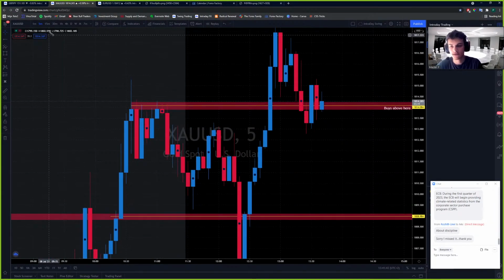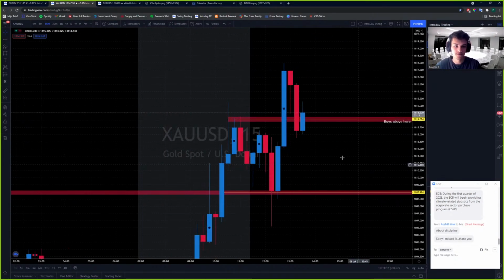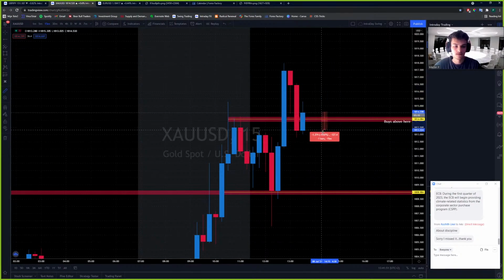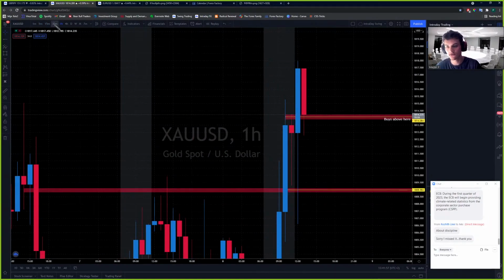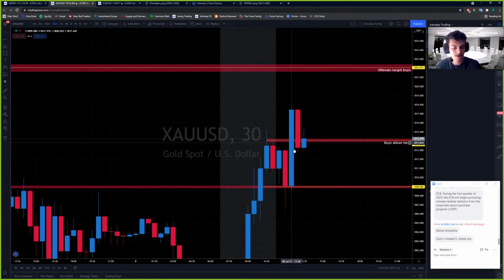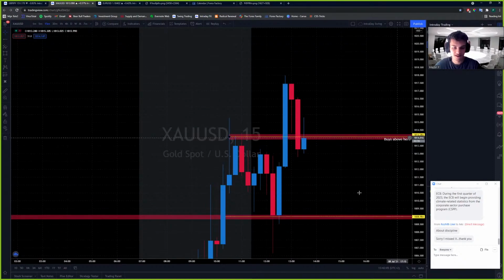So we got this 15-minute candle closing in 3 minutes. Let's see how it closes. Such a delicate situation right now on gold. It's doing fake outs everywhere, left and right. Fake out here, fake out here, fake out here if this candle closes back above. Just nuts.